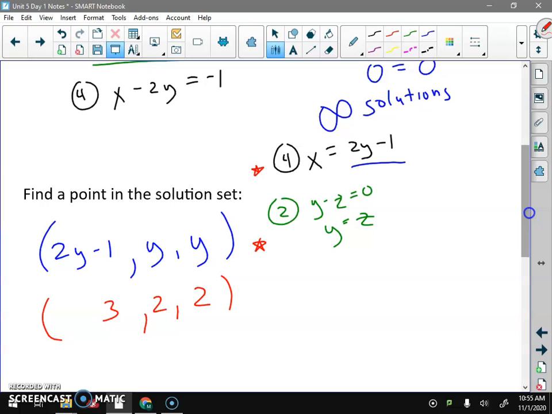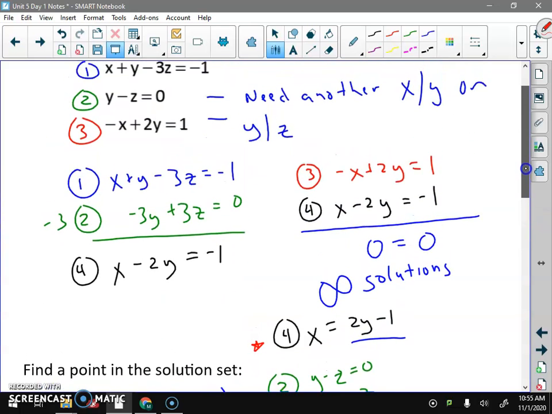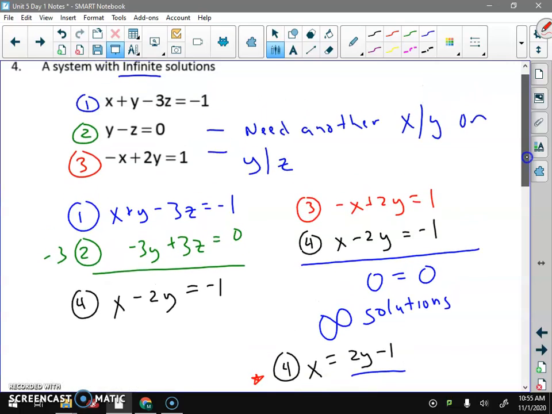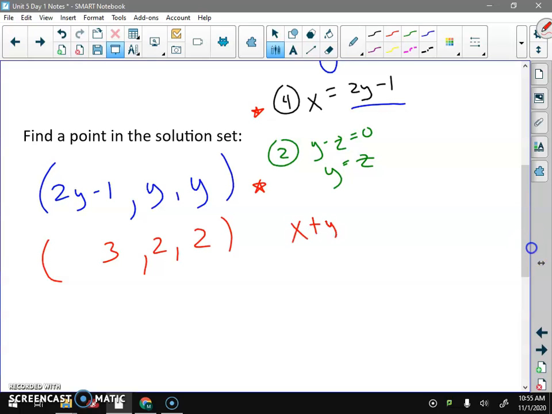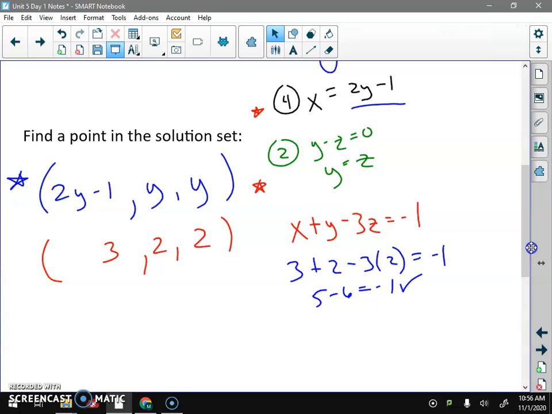That's just one example. If I go back into all 3 of these equations, it'll work. I'm going to specifically go into 1: x plus y minus 3z equals -1. That ordered triple better work. 3 plus 2 minus 3 times 2 equals -1. 3 plus 2 is 5, 5 minus 6 equals -1. Check. So again, there's infinitely many solutions, but they all have to fit this pattern, and there's one specific example. All right, so those are the special cases.